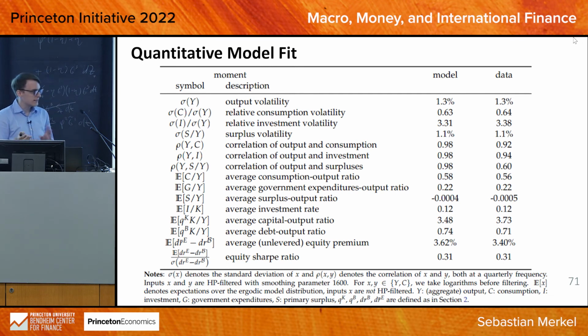So let me go step by step and explain which parameters are pinned down by which moments effectively. First of all, we are making a bit of an assumption here. We're looking at the average capital output ratio in the US. It's about 3.7 in our sample. And our assumption here is, well, total wealth is basically either capital wealth or bond wealth. Okay, so that's consistent with the model, but in reality, it's not so clear.